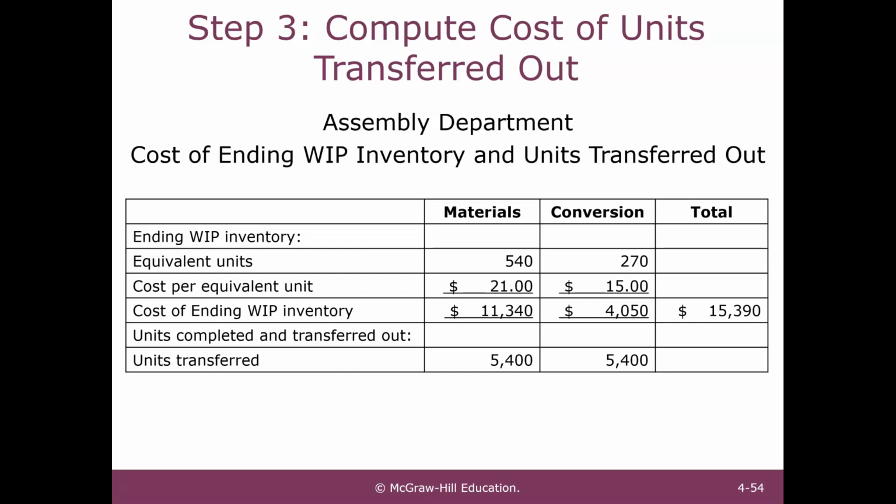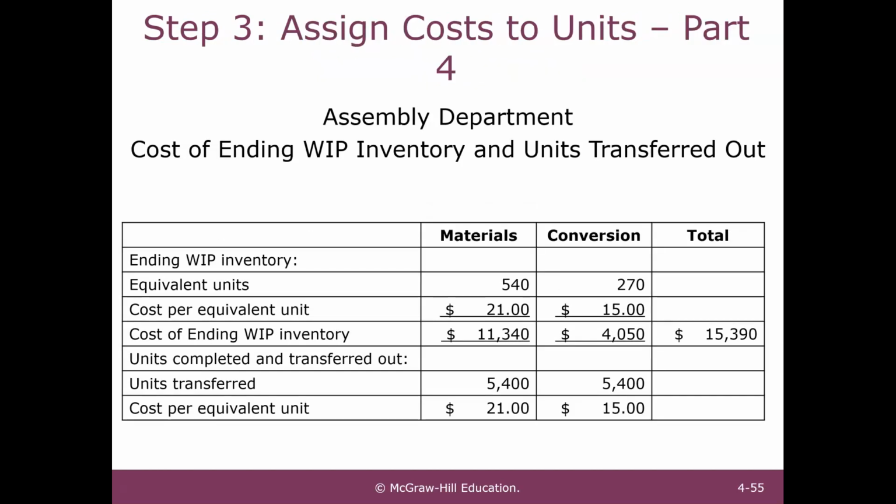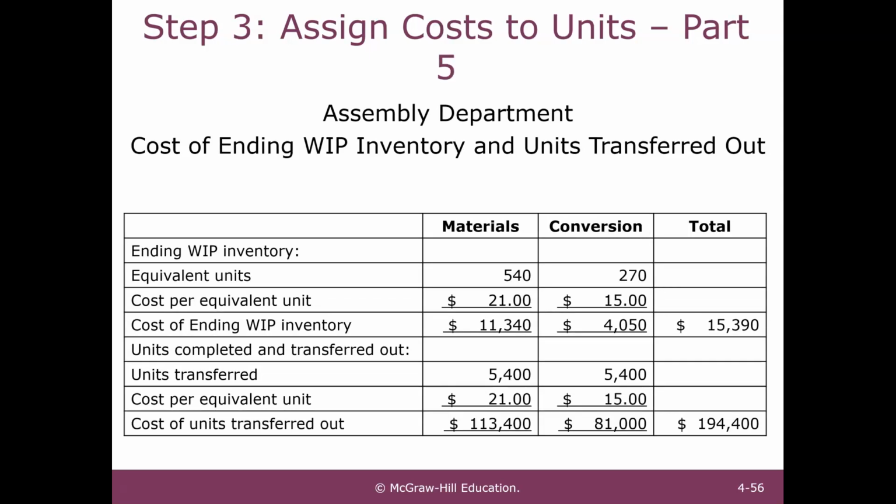Then let's look at the units that were transferred. We transferred 5,400 units that were complete, which means there were 5,400 units for materials, 5,400 units for conversion. Now multiply those by the cost per equivalent unit of materials and conversion, and then add those together, and you get 194,400.